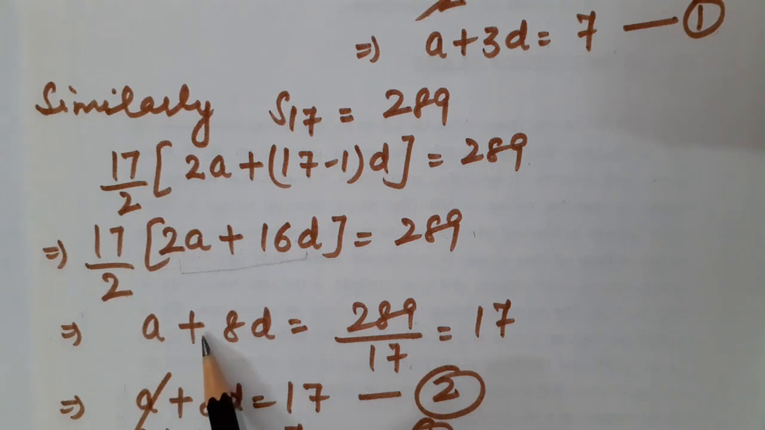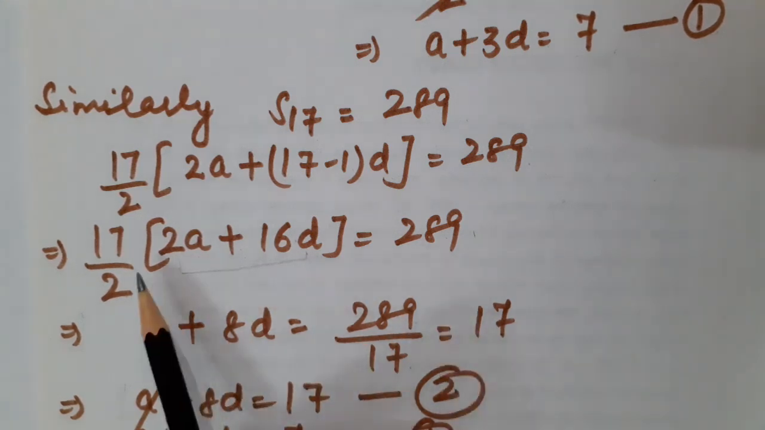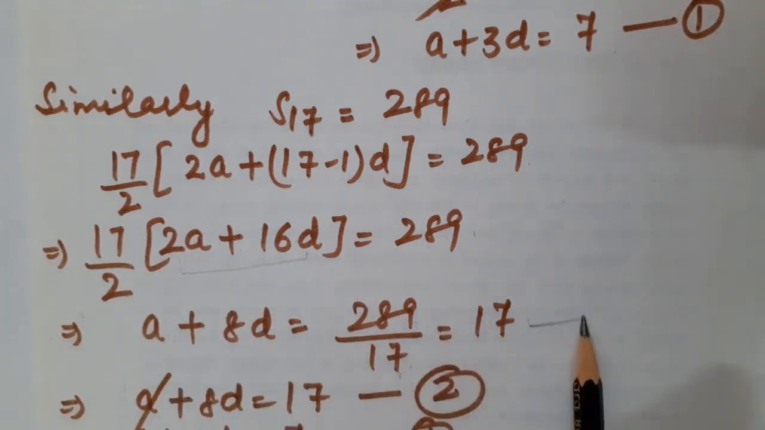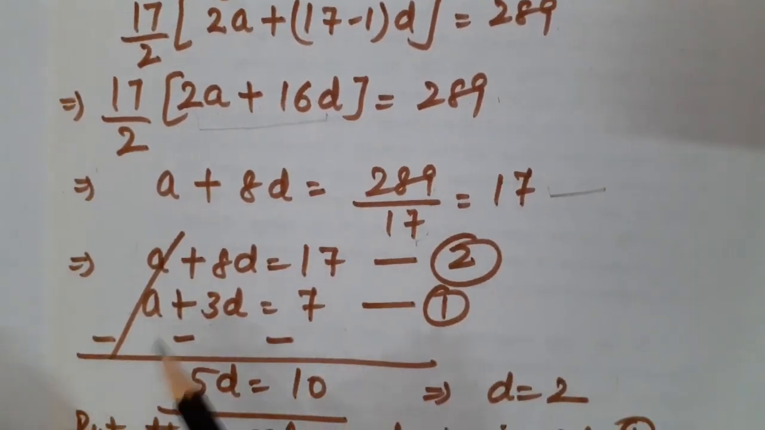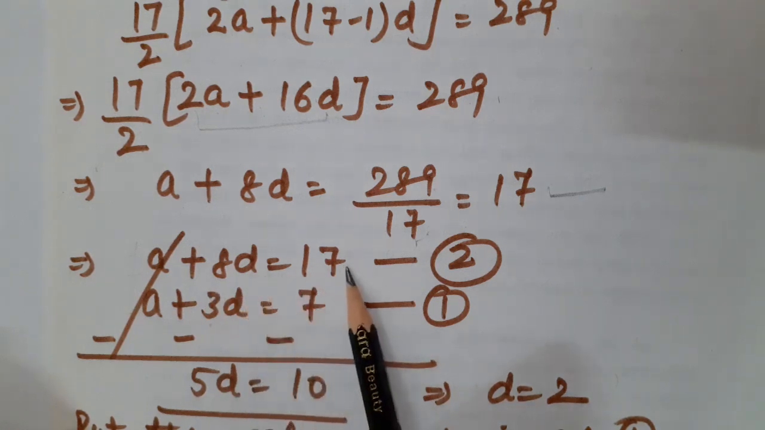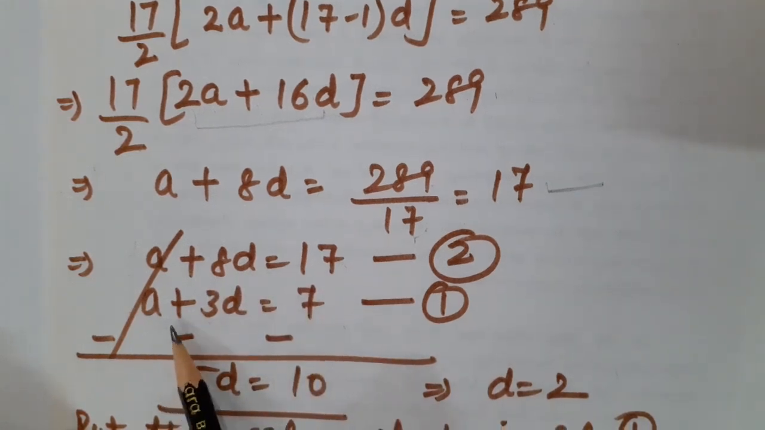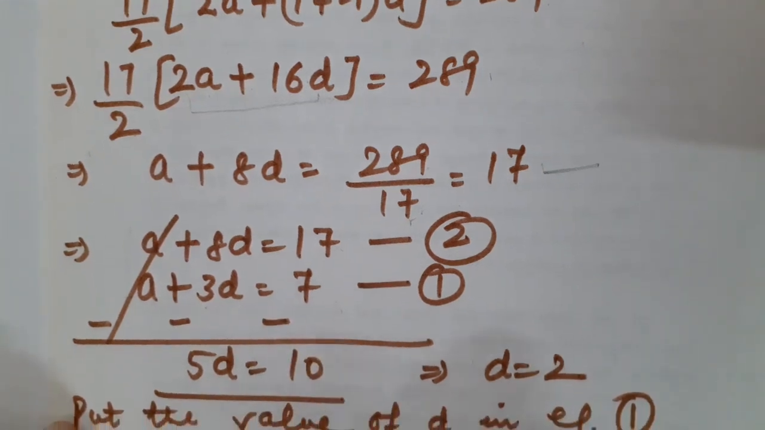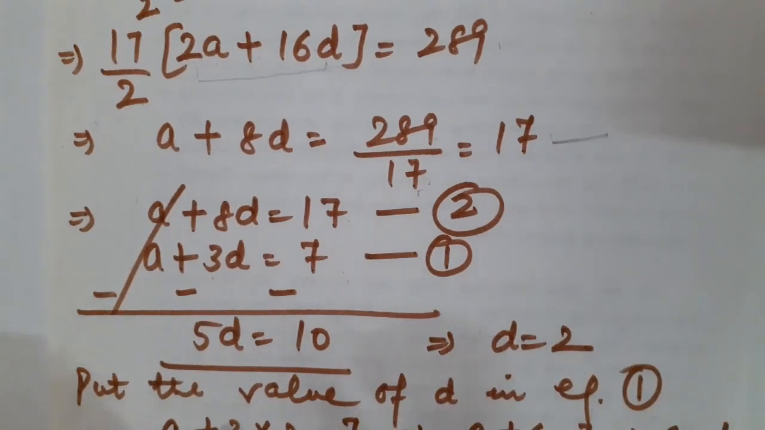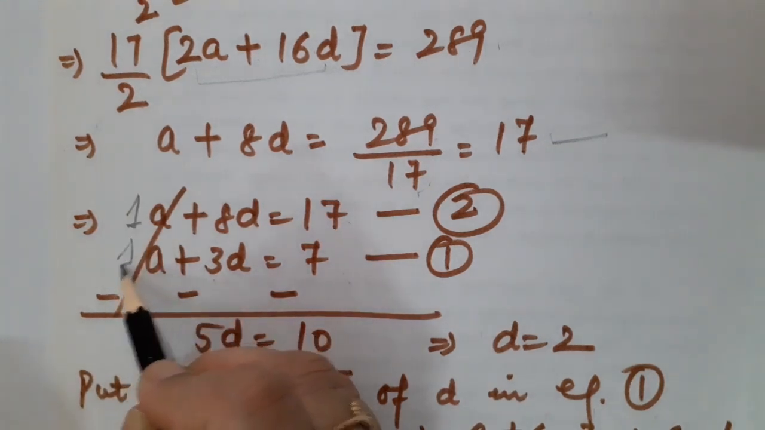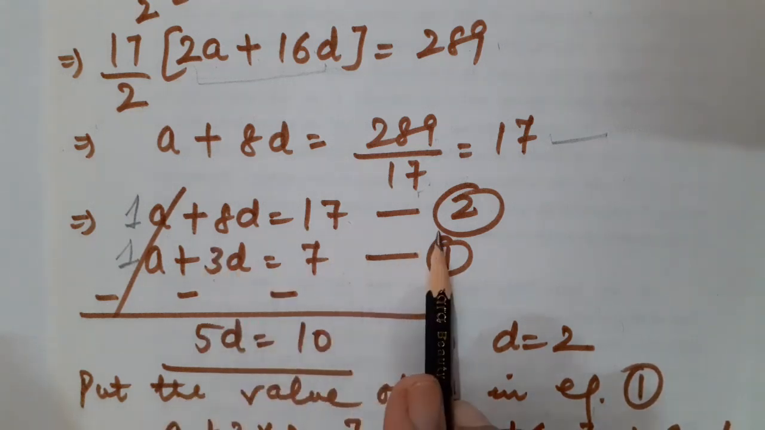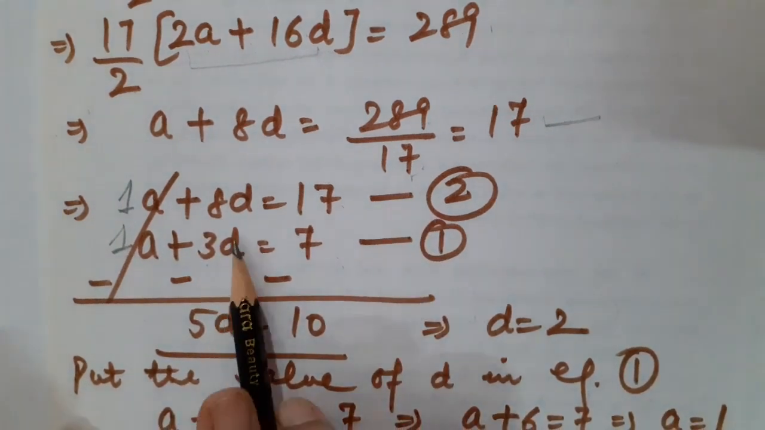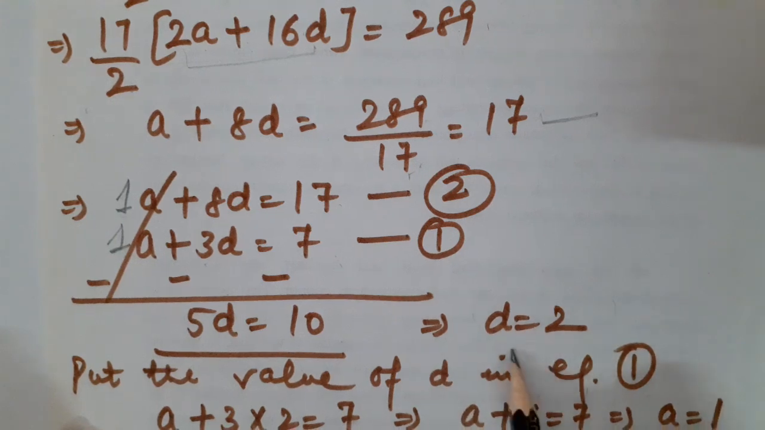So I will be getting a plus 8d is equal to 289 upon 17, which is equal to 17. Now children, I have got two equations. Equation number 2 is a plus 8d is equal to 17. And equation number 1 is a plus 3d is equal to 7. So let us eliminate a, because the numerical coefficient of a is the same over here. Fine. So I am going to subtract equation number 1 from equation number 2. After subtracting, I have got 5d is equal to 10, that is d is equal to 2.